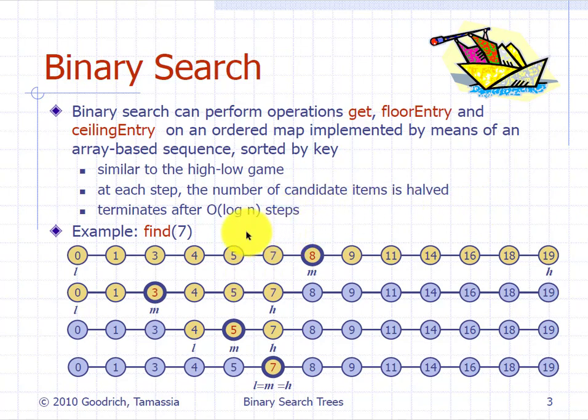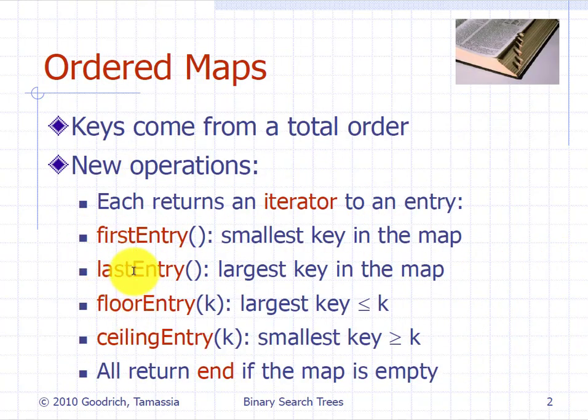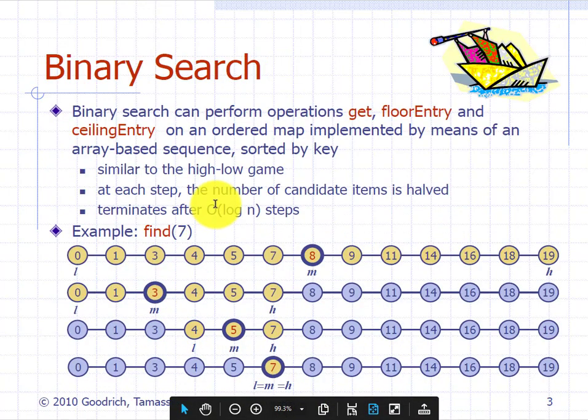You've got your lowest value at the first position, because it's an ordered map, there is a total order between the keys and it's sorted. So the first key is the smallest and the last key is the largest. From that, we can implement these kinds of methods: first entry, last entry, floor entry, and ceiling entry. And binary search allows us to implement this efficiently.